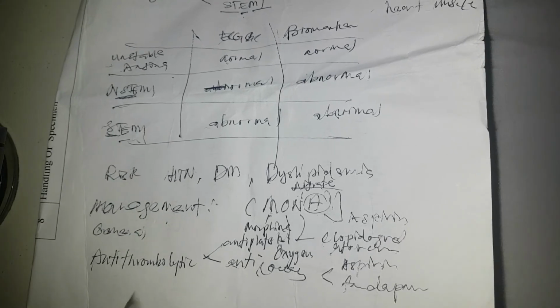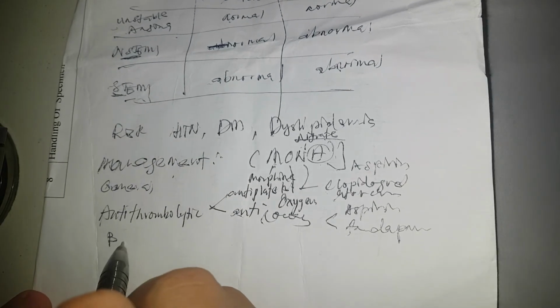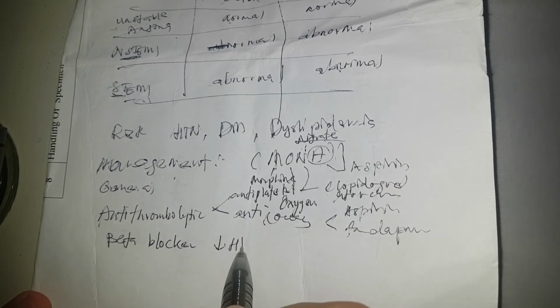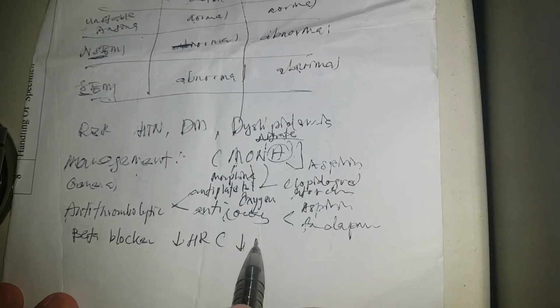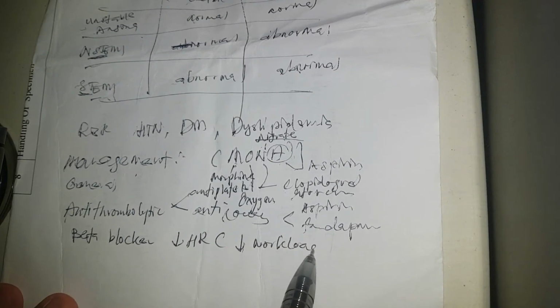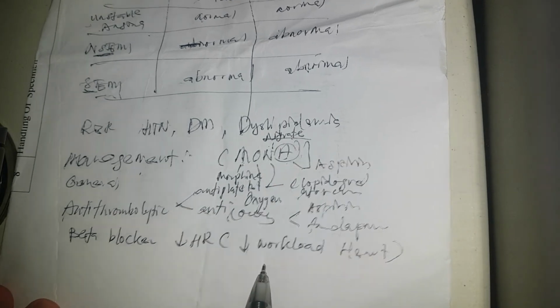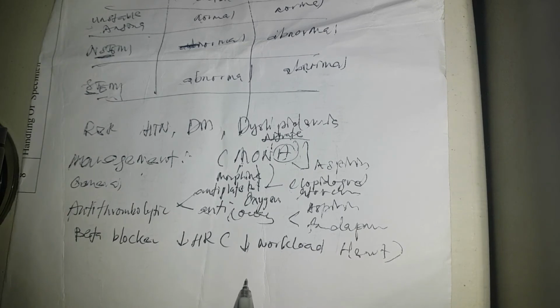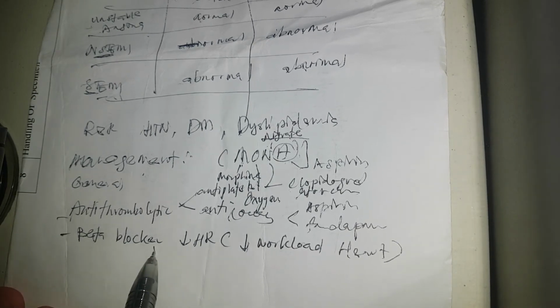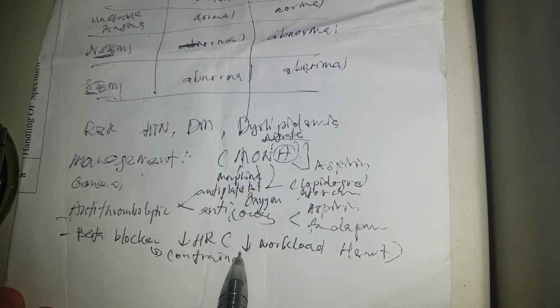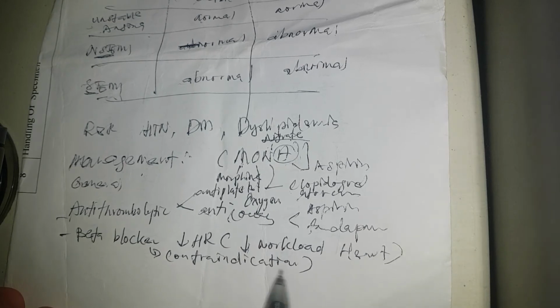Okay. Beta blocker is used to reduce the heart rate. It reduces the workload of the heart, because when the heart is working more, it needs more energy and more oxygen, so decreasing the work will decrease the need for oxygen. But it has some concern regarding contraindications. The contraindications of beta blocker must be taken into consideration.